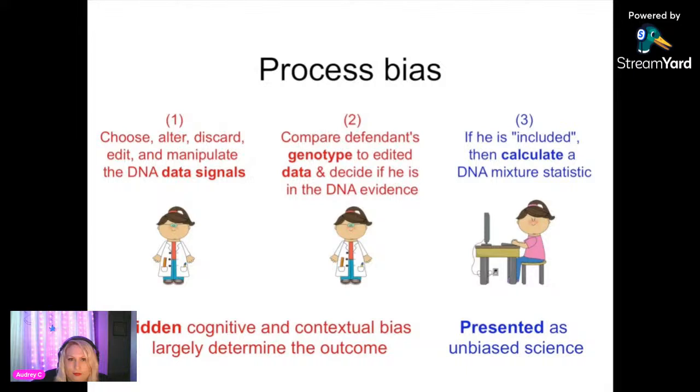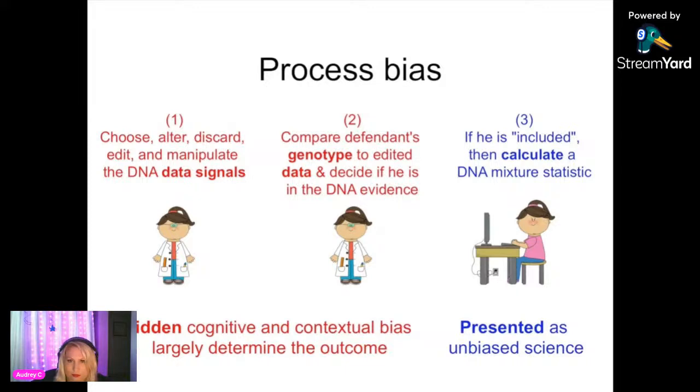The first step shown on the left is that an analyst can subjectively choose, alter, discard, edit, or manipulate the DNA signals. That's routine in current interpretation. Secondly, having manipulated the data, they then compare a defendant's genotype to this edited data and decide if the defendant's in the DNA evidence. As shown on the right in blue, only if the person is included in the manipulated data will they even calculate a DNA mixture statistic.